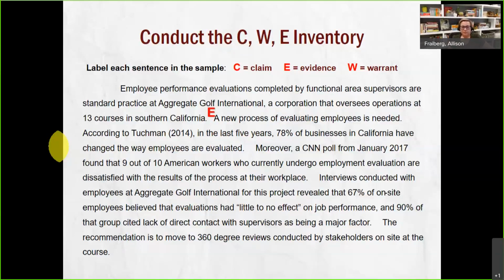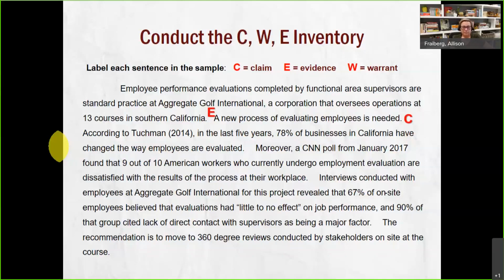A new process of evaluating employees is needed. Claim, evidence, or warrant? That's a claim because I'm saying we need to implement a whole new system of evaluating employees. We can have a lot of ideas on how to get there. So that's a claim. Reasonable people can disagree. Interesting claim. Now we're going to see if it's a proven claim.